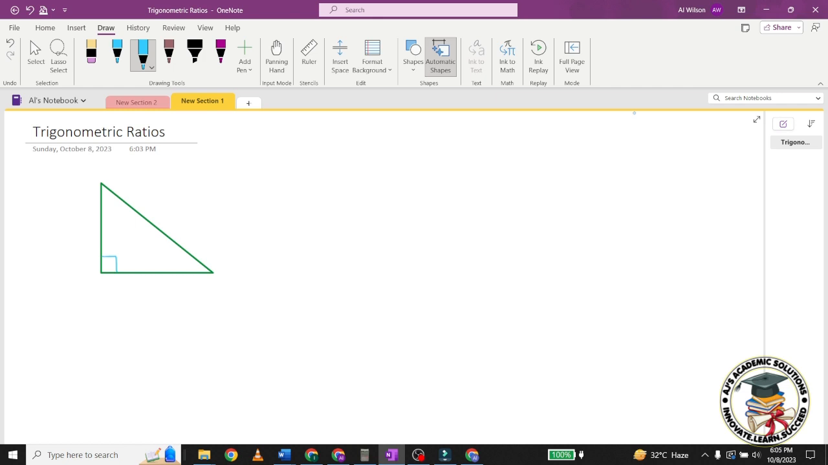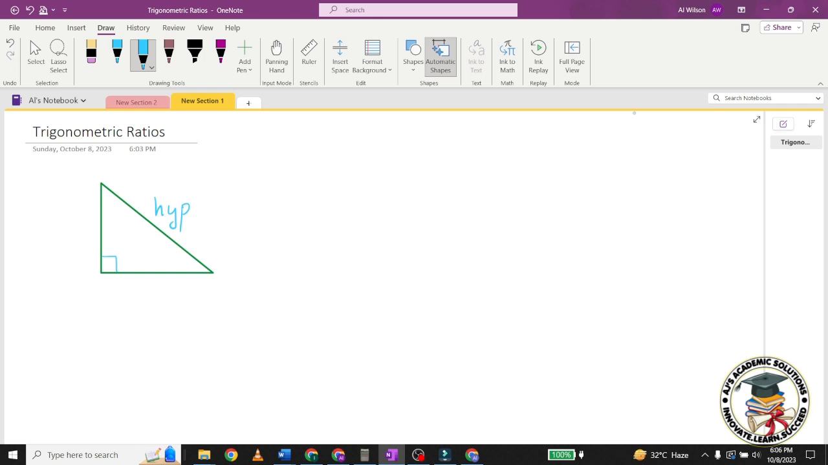Something that we need to pay attention to is how we are going to label our sides. The longest side, which is here, is the hypotenuse. We're going to abbreviate it as HYP, so that's the shortened form. You will normally see this in textbooks, or you can just see it as H, but for now we're going to use HYP.